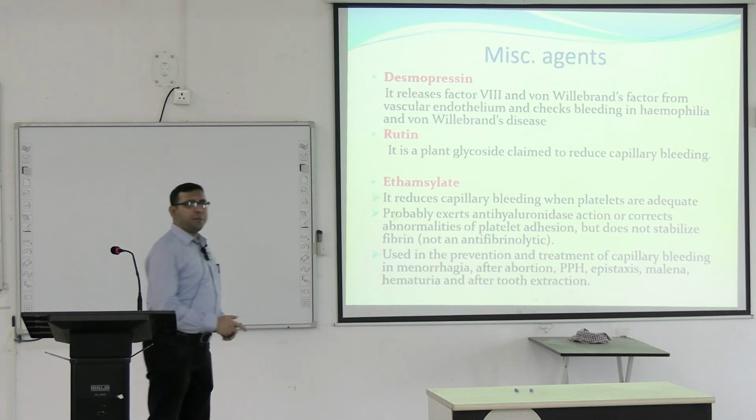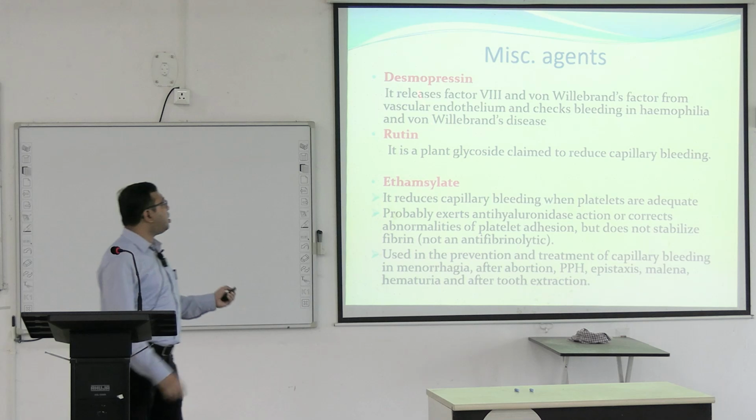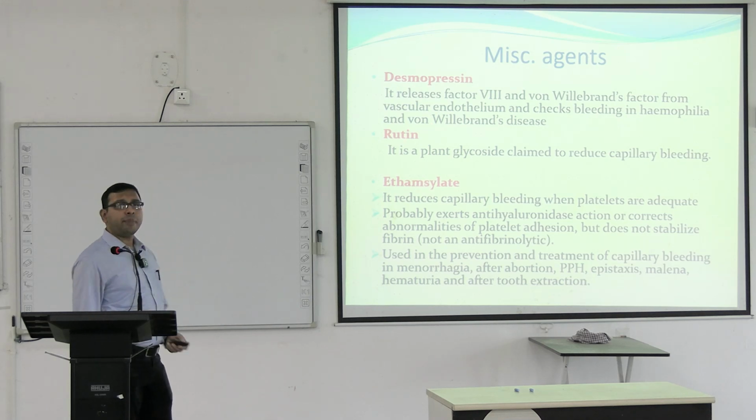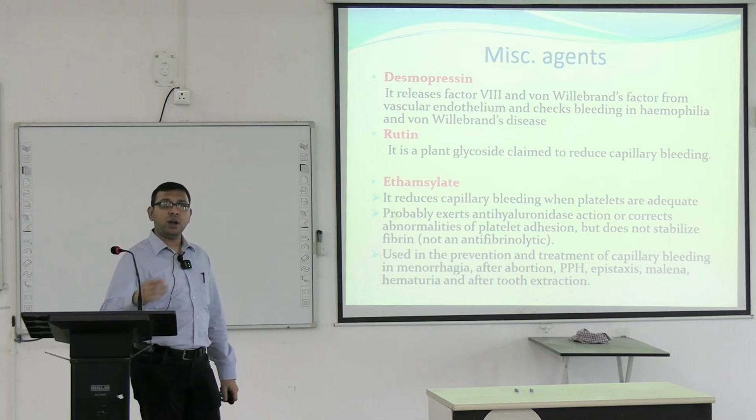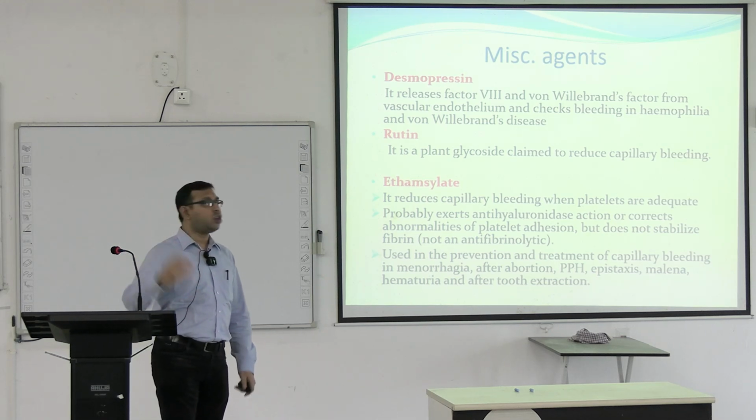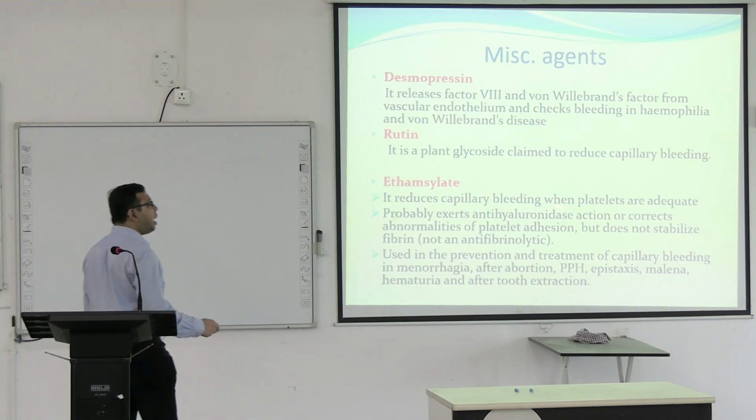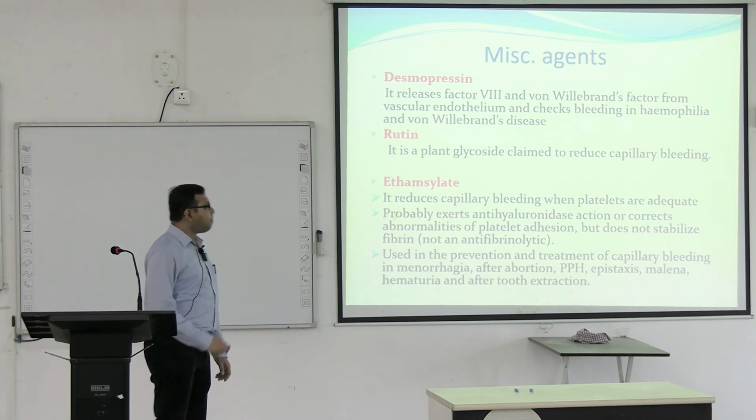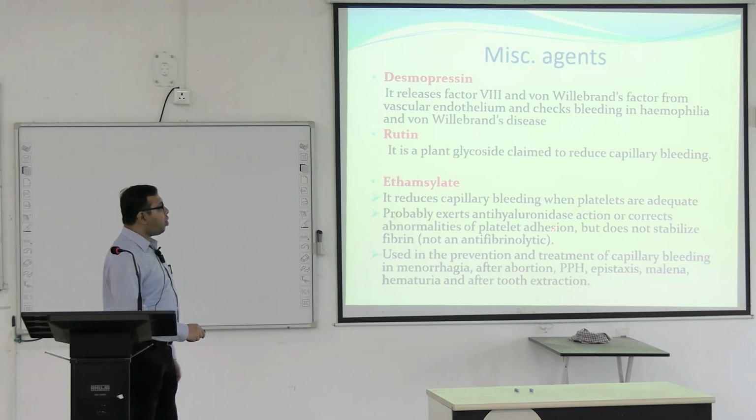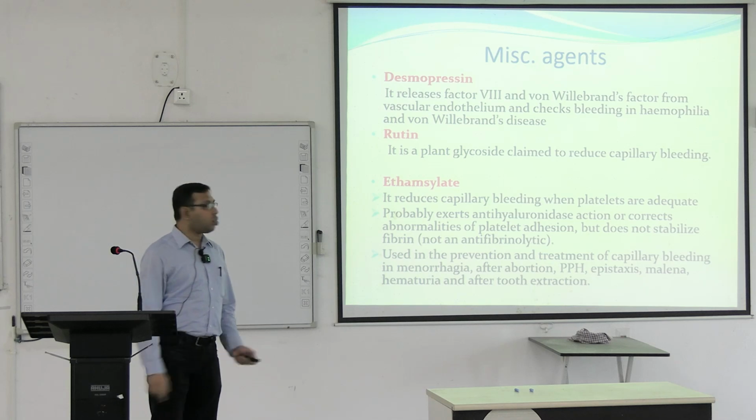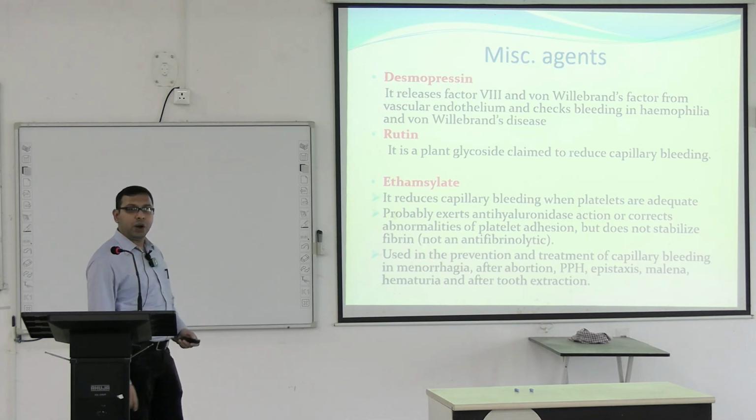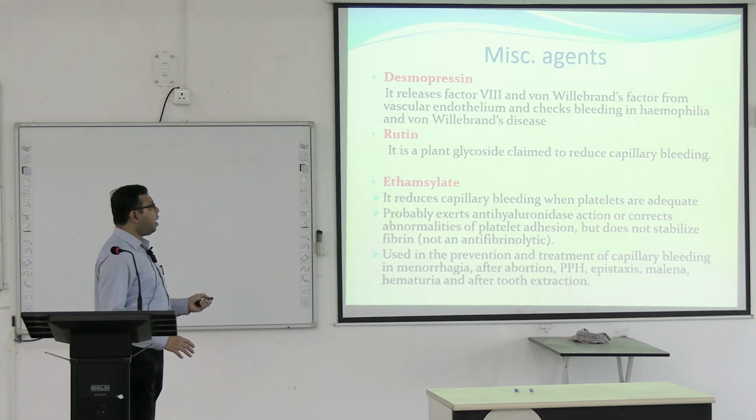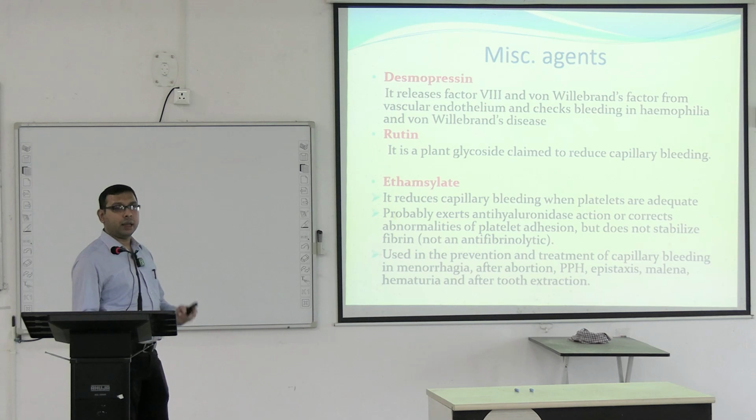So apart from this, there are some miscellaneous agents. Details are not required. Desmopressin, routine. The only thing, ethamsylate is very commonly used. Ethamsylate is commonly used in obstetric care also when there is increased PPH or increased hemorrhage. It reduces capillary bleeding when platelets are adequate, probably exerts an anti-hyaluronidase action or corrects abnormalities of platelet adhesion, but does not stabilize fibrin. So this is not anti-fibrinolytic. Basically it exerts some anti-hyaluronidase action and reduces capillary bleeding.